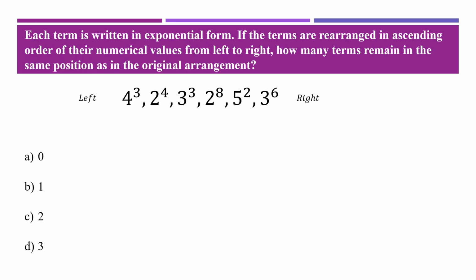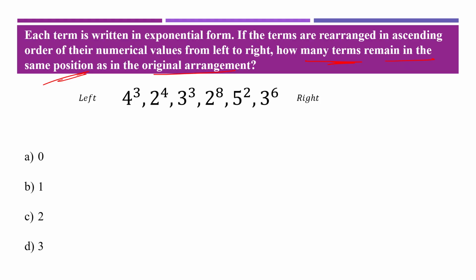Each term is written in exponential form. If the terms are rearranged in ascending order of their numerical values from left to right, how many terms remain in the same position as in the original arrangement?